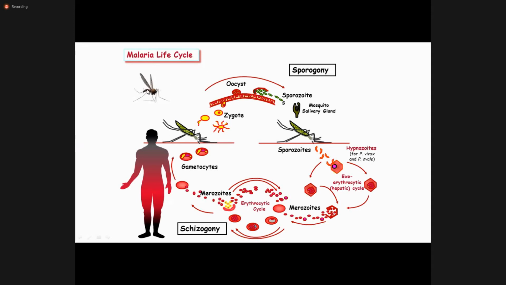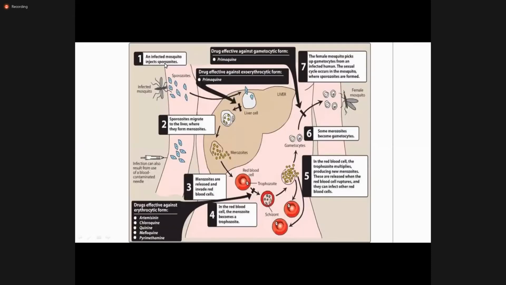First, the fact is the same: the mosquito injects or infects the patient, and the sporozoites come and then migrate to the liver, where they form merozoites. These merozoites then multiply again. Here it is important that drugs that affect red blood cells are known as erythrocytic. These are the drugs effective against the erythrocytic form, and we will discuss them one by one with their mechanisms and all these properties.